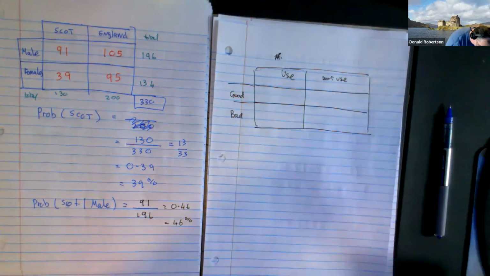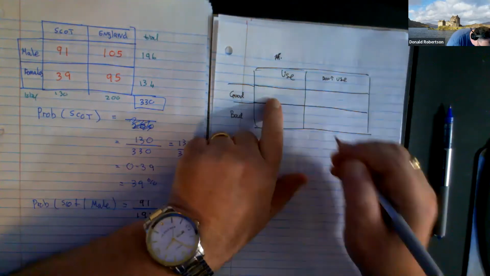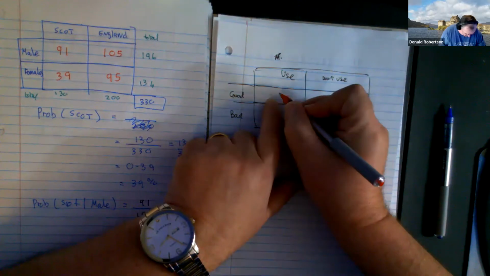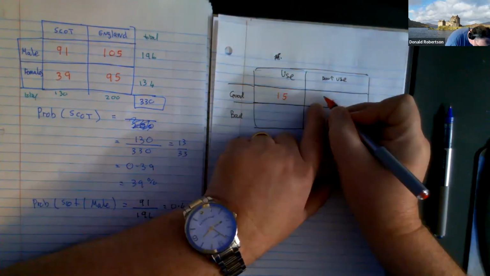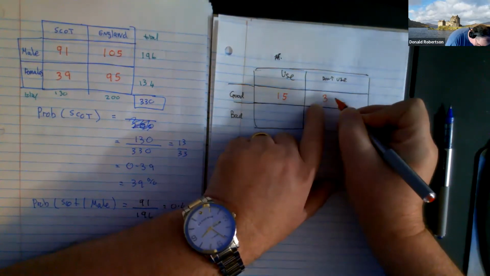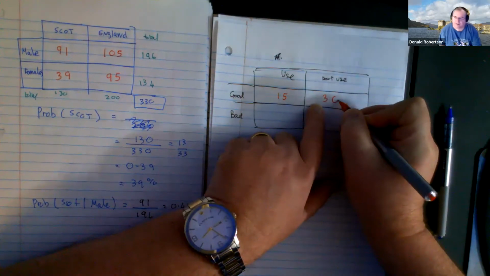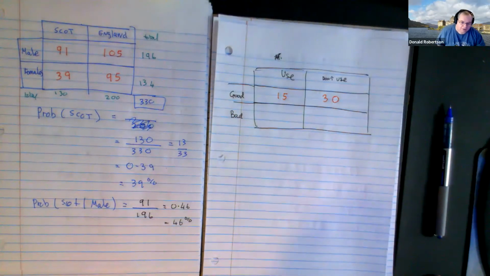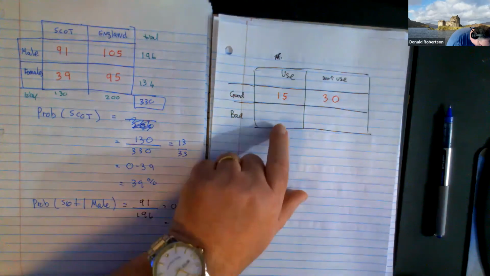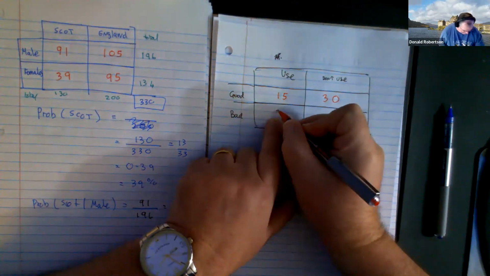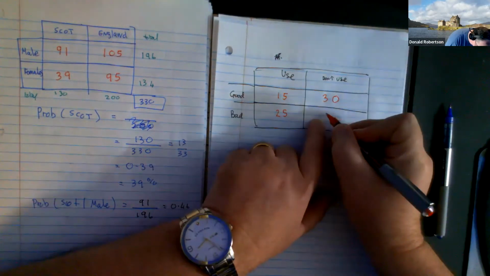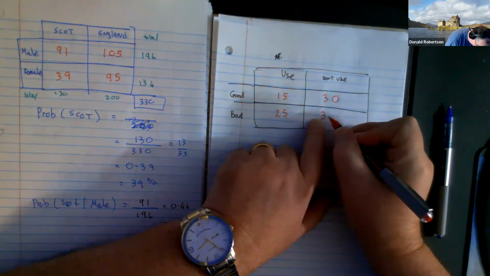And those who use marijuana, 15 of them are in that category. Those who don't use marijuana, 30 in that category. 25 here. 30 here.